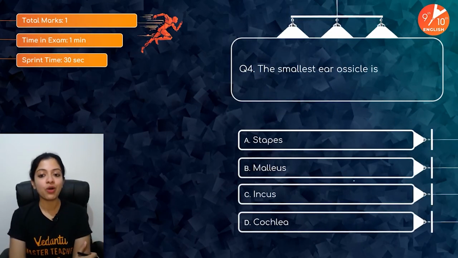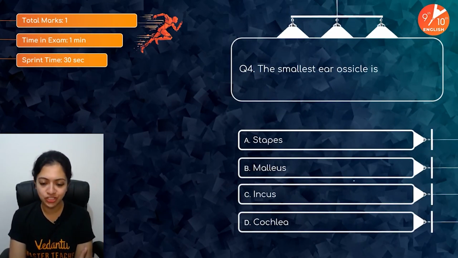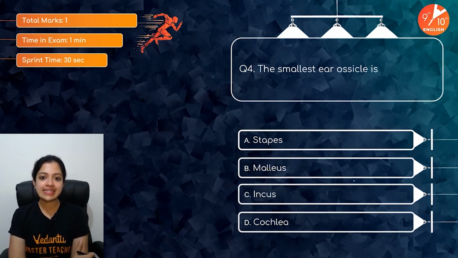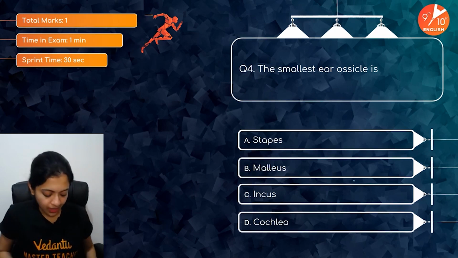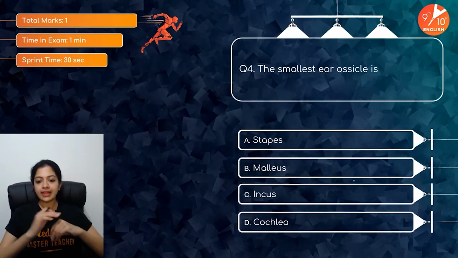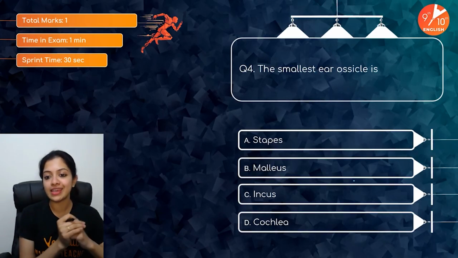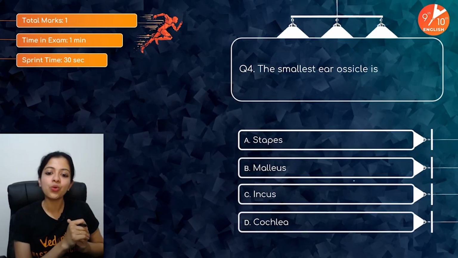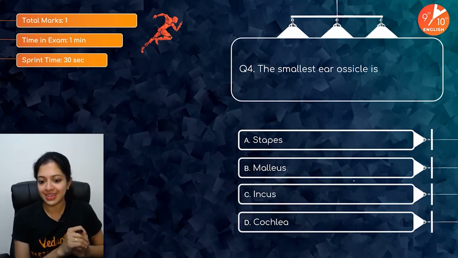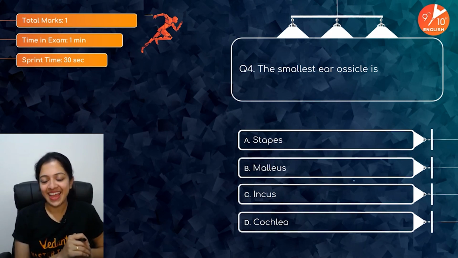Next one. The smallest ear ossicle is dash. Ear ossicle: stapes, malleus, incus, or cochlea. Okay. Now, among these four, I'll give you a hint. Start by eliminating something that's not even an ear ossicle, and then go and examine the other three. And your time is up.